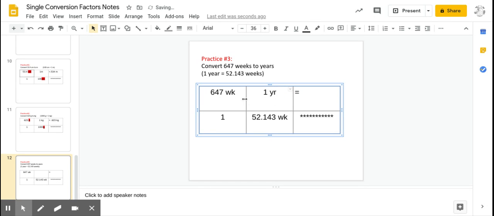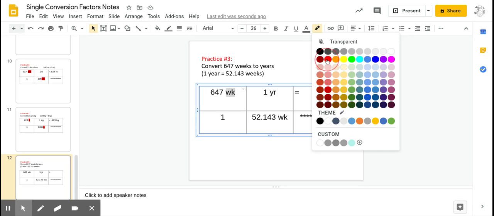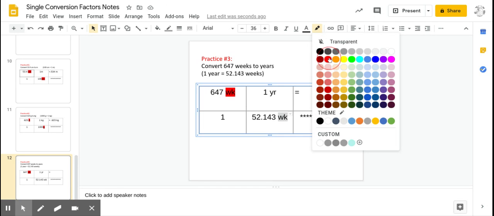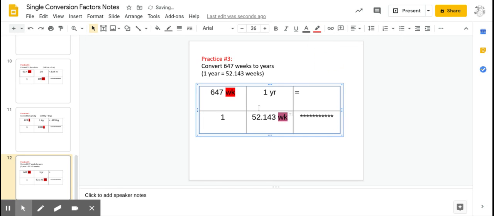I'm going to abbreviate that too. Look at it. Top and bottom, I've got week, same unit. I'm going to cancel that out. Just to show the canceling, I'm going to highlight it in the same color, so I can see that. That cancels out. The only label left is year. That tells me I'm ready to top times down divide.